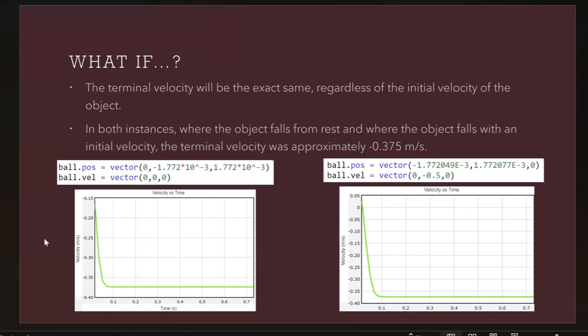Okay, now let's look at the what if. Here, in this instance, we dropped the gum wrapper from a velocity of 0 meters per second. In this instance, we dropped the gum wrapper with a velocity of negative 0.5 meters per second. And we find that in both instances, the terminal velocity is exactly the same regardless of the initial velocity of the object.